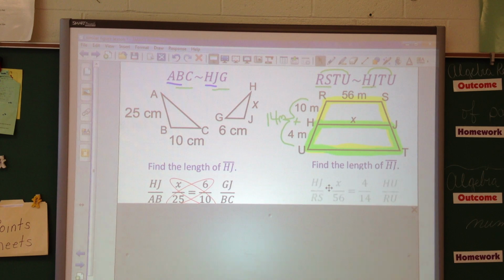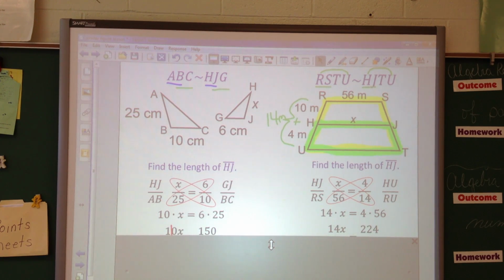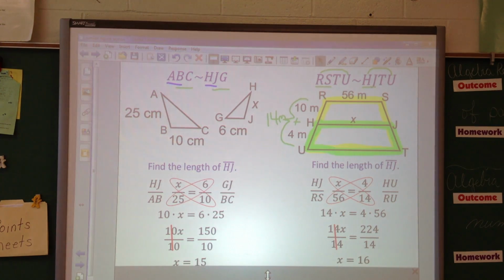The HJ over its corresponding part, RS. HJ is X, RS is 56. And then my other side, HU, which corresponds with RU. And remember, I had to add the 2 to get the RU. And now I'm going to do my extremes times my extremes, my means times my means. 14 times X equals 4 times 56. Multiply those out. I get 14X equals 224. Divide both sides by 14. 14 divided by 14 is 1, so I'm left with 1x equals 224 divided by 14 is 16.